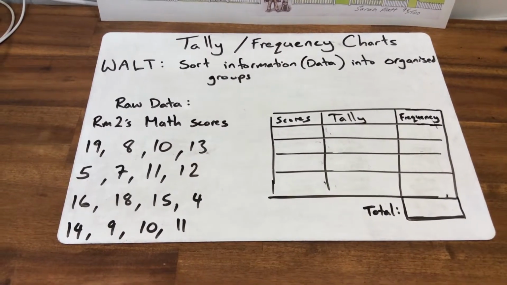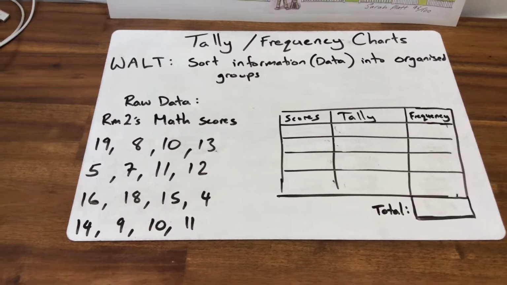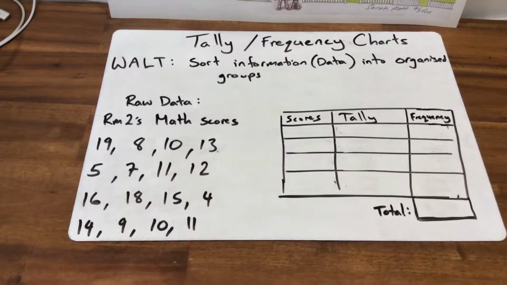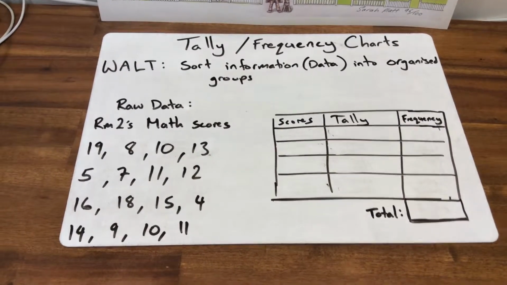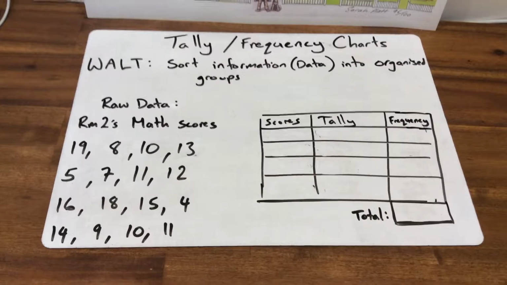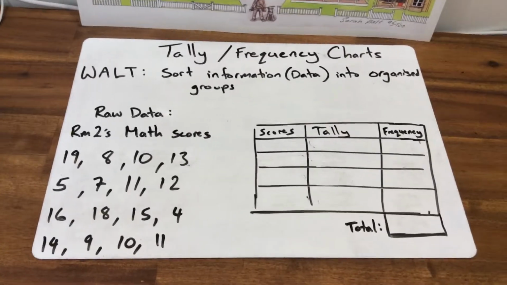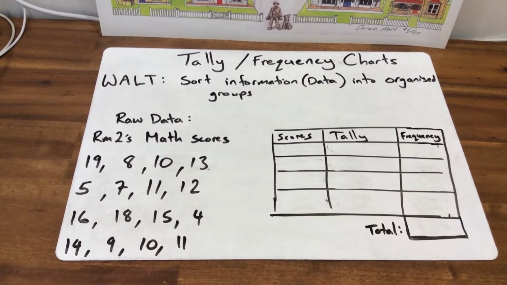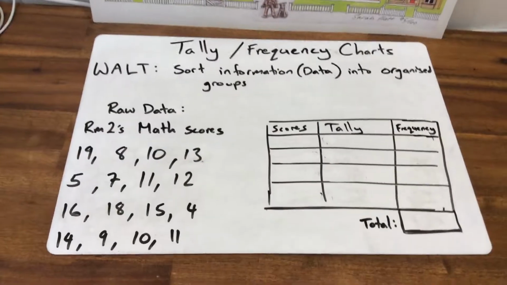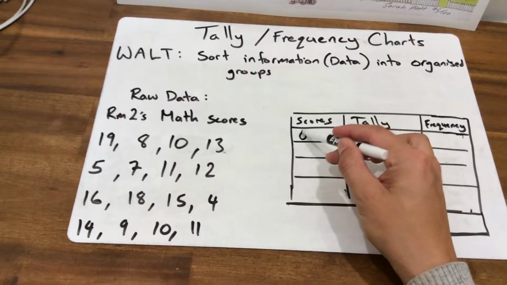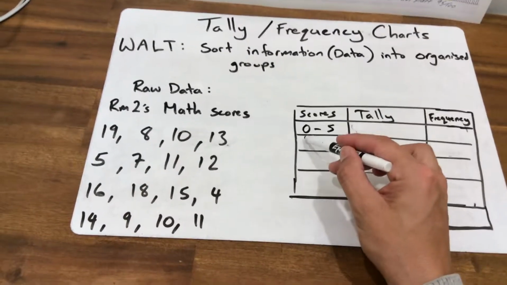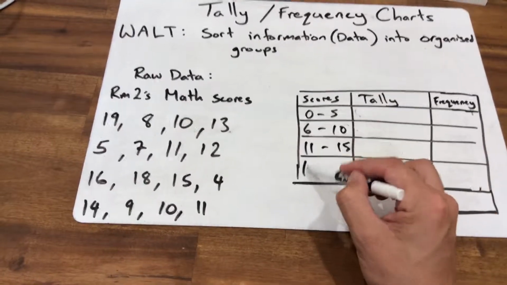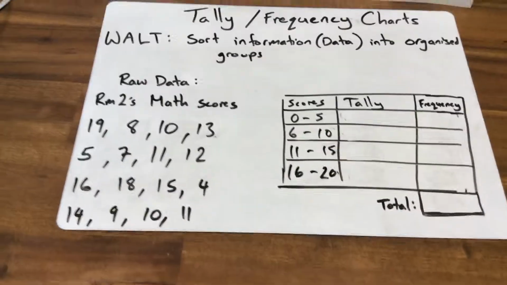If I wanted to do it as discrete data, with individual amounts, then I would probably need 20 rows. But in this case, I'm going to group the data together to make it a bit smaller and easier to manage. So I'm going to organize my tally chart with 4 rows, in groups of 5. I'm going to go 0 to 5 in that first column, then 6 to 10, 11 to 15, and 16 to 20.